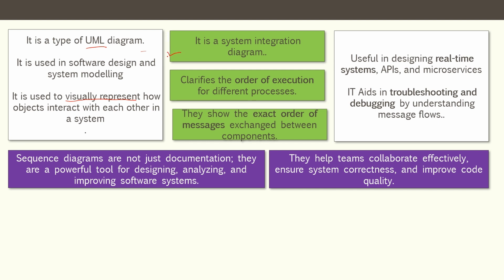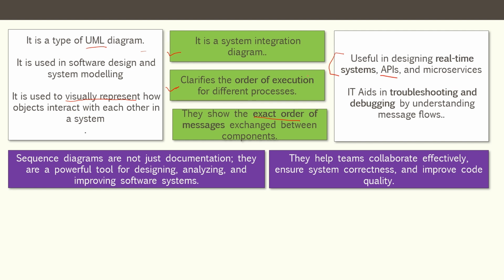Next, a sequence diagram represents a use case or a user story that will clarify the execution of the different events or sequence of events within the user story. It will tell you the exact order in which the events or the messages are all passed between various components. In short, a UML sequence diagram is very useful for designing real-time systems. It is used for depicting an API or microservices.